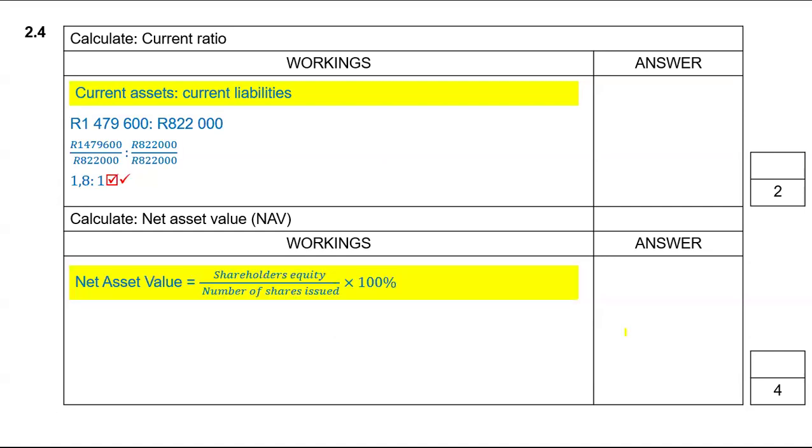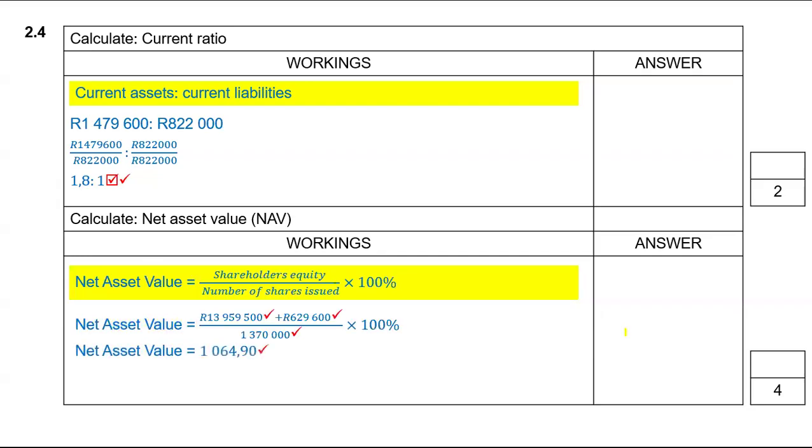So this is what I'm going to have basically. And then you just times this by 100, you will get 1 rand 1,064,90. Hmm, that's a good net asset value actually. It has a good net asset value. That is what we call the value of the company per share. Got it?